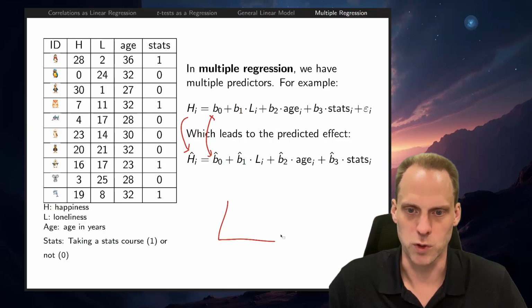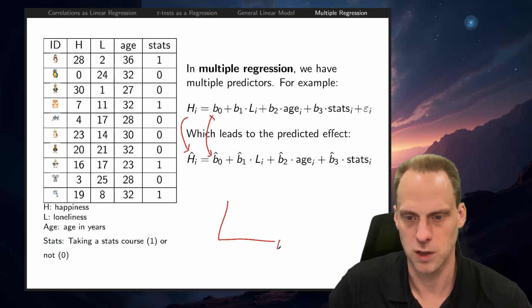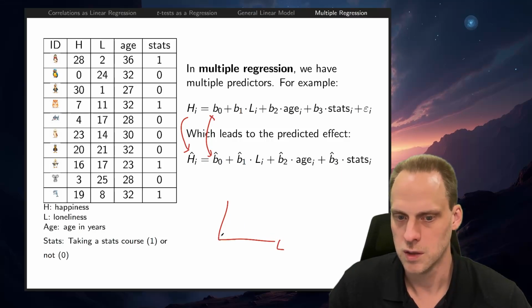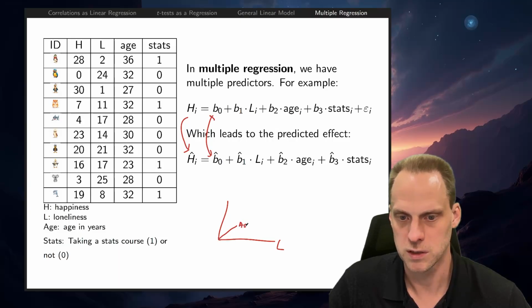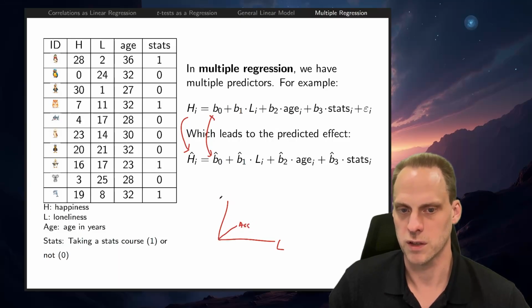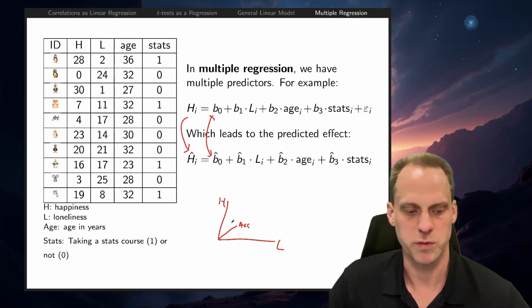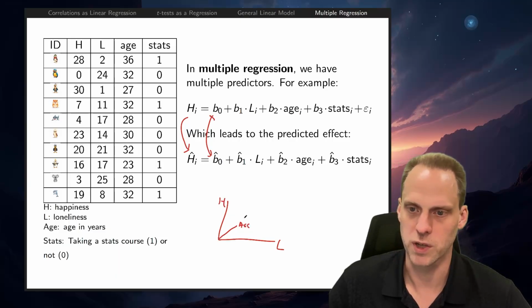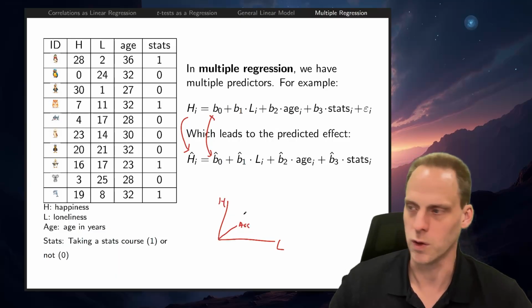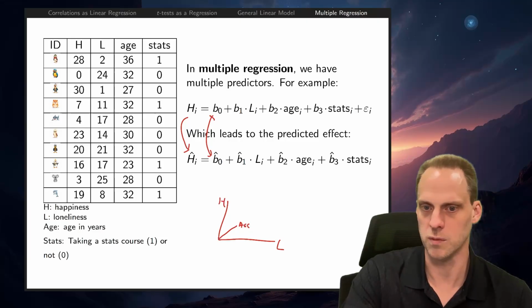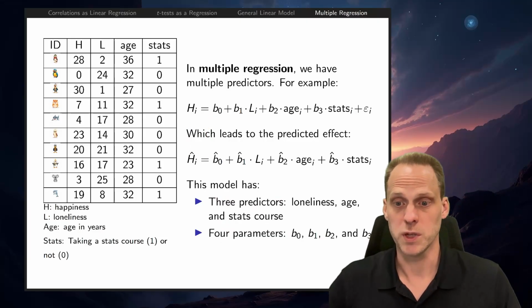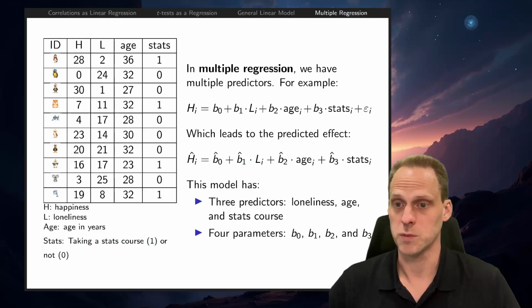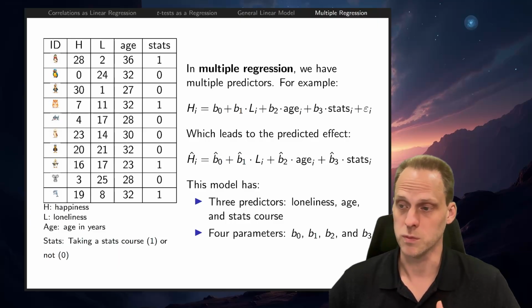With one variable, we can put, let's say, loneliness here on the x-axis. With two variables, you can see there's a 3D plot with maybe age here. With three variables, we don't have 4 dimensions, so it becomes harder to visualize, and we can only really look at the numbers and not really at the model itself or the picture. So this model has 3 predictors, loneliness, age, and stat scores, and because of that, 4 parameters, B0, B1, B2, and B3.